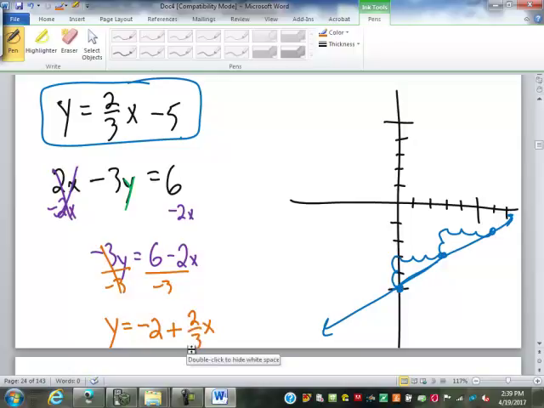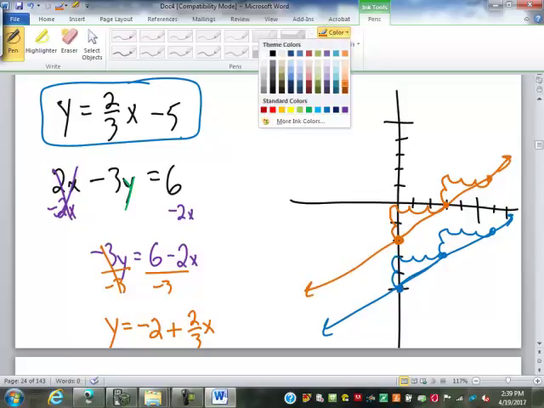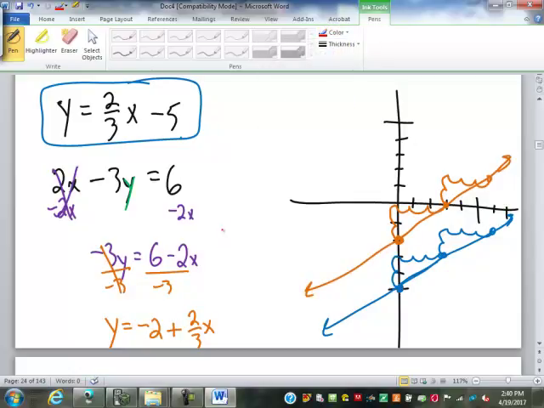So where does that one start? Negative 2. Negative 2, and from there I go up 2 over 3. I can go again, up 2 over 3. What's the solution to that system of equations? Infinite. Careful. If they're parallel, there are no solutions. There's no place where those two lines will cross.